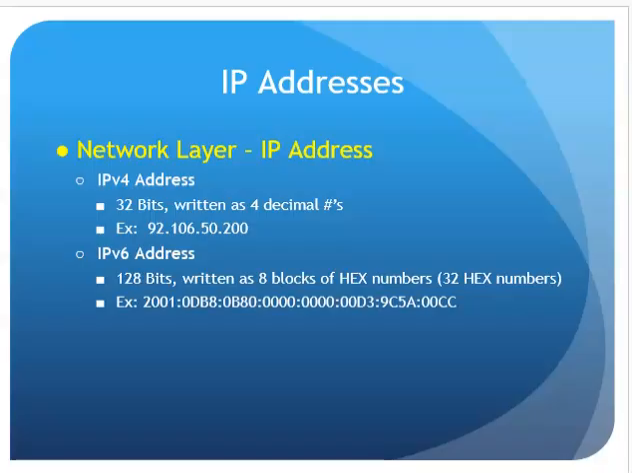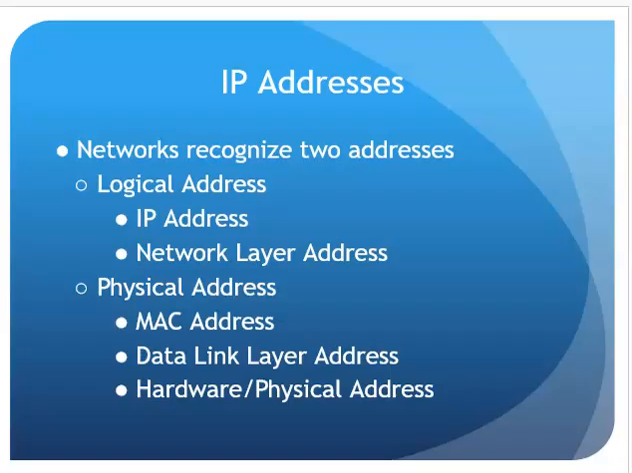IP version 4 is 32 bits written as 4 decimal numbers, like so. And IPv6 is 128 bits written as 8 blocks of 32 hex numbers, an example like so. We also need to remember that along with the logical address, we have our physical address, and remember the purpose of these. Our logical address we already mentioned is the IP, network layer address. Don't forget the physical address: MAC address, data link layer address, hardware physical address.